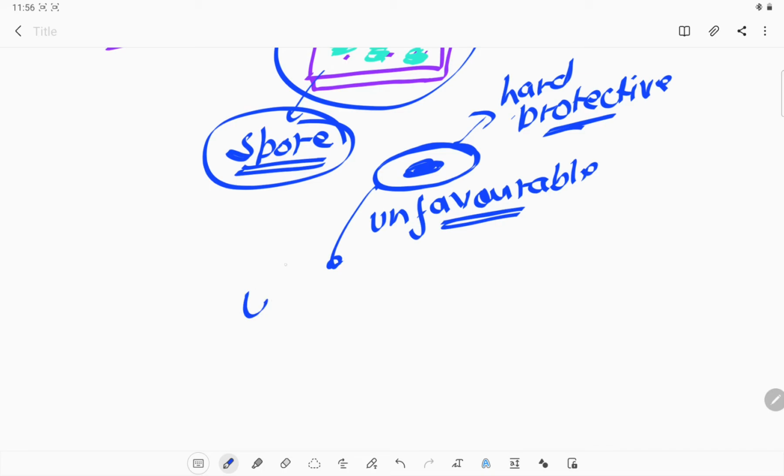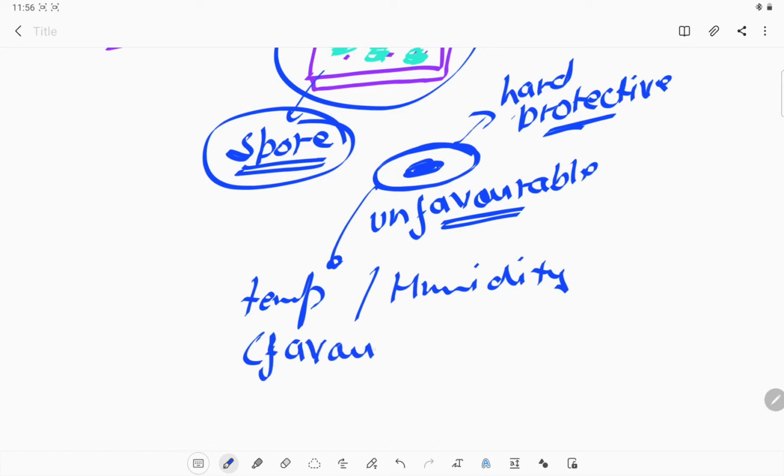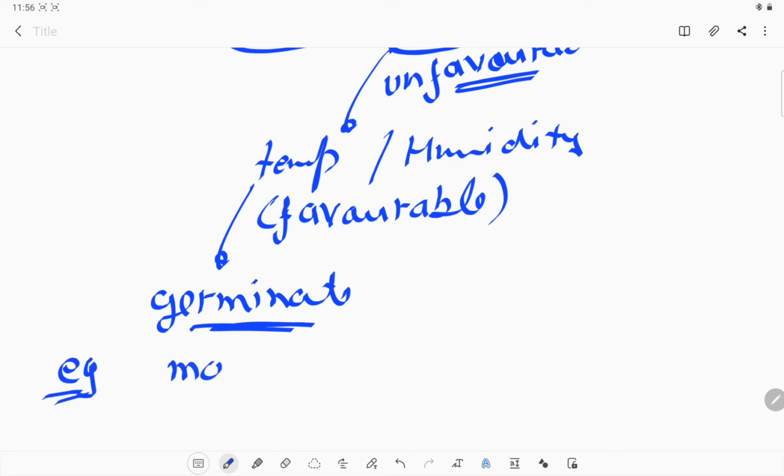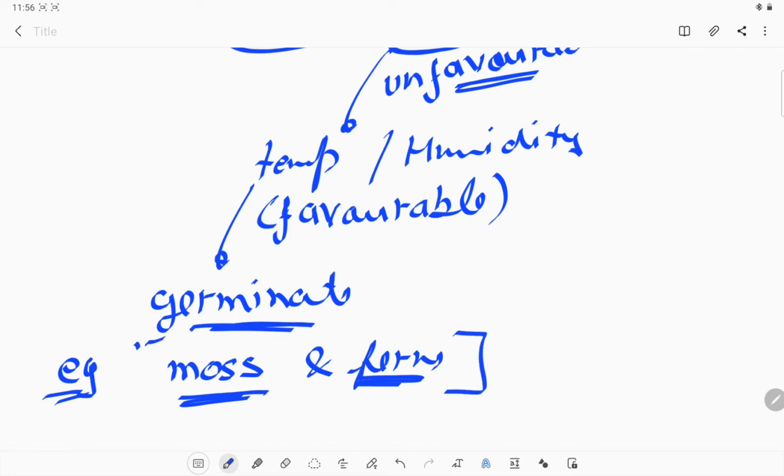After that, if they are getting proper temperature and humidity, which is known as the favorable condition, then in the favorable condition they will start germinating or growing up. So this is how normally our fungi will grow, and this process is known as spore formation. The examples are some plants like mosses and ferns, which also do asexual reproduction, which is the spore formation process for growing a new individual.